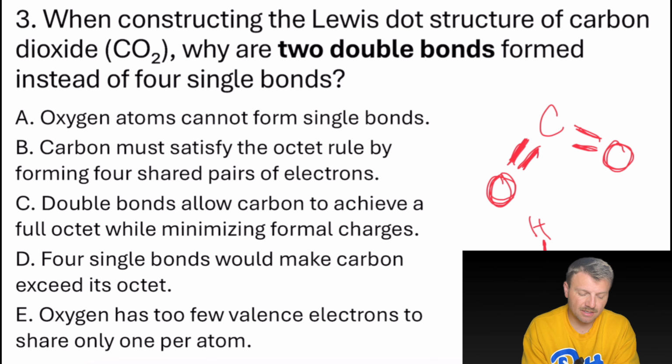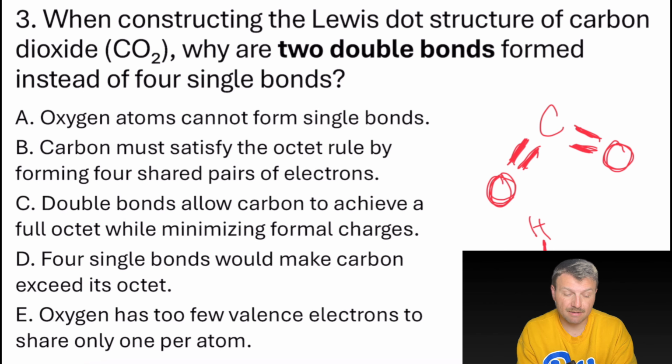So these double bonds between the carbon atom and the oxygen atoms need to be double since we just don't have enough atoms. Now, with that being said, I still have to look at the answers. So let's see if we can figure this out. A, oxygen atoms cannot form single bonds. Wrong. They can definitely form single bonds. It's not A. B, carbon must satisfy the octet rule by forming 4 shared pairs of electrons. That sounds pretty good. Let's go through the other answers just to make sure.